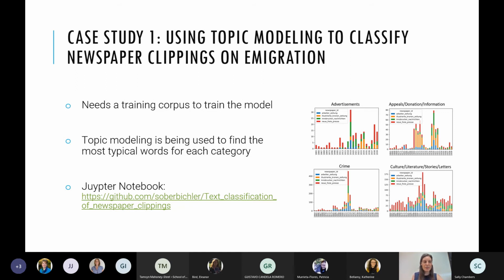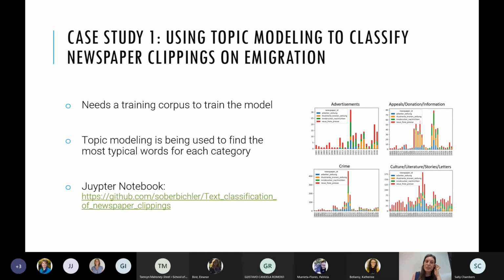So I was also creating a training corpus. I was collecting about 600 articles and annotating them, like 1 was advertisement, 2 was appeal. So I was giving them numbers and annotating them. I decided which article belongs to which category. And here I use topic modeling because I wanted to find out what are the most typical words that are represented by the categories of discourses here.